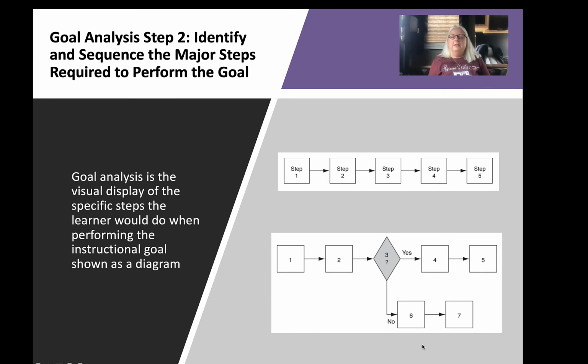So in the first one, this shows a sequential goal. The learner would do step 1, and then they'd move on to step 2, to step 3, to step 4, to step 5. In the bottom one, there's a decision to be made. The learner would do step 1 and then step 2, and then they would ask a question. Is this way or that way? If the answer is yes, then the learner completes step 4 and then step 5. If the answer is no, the learner completes step 6 and step 7. So the idea is to show what the learner will actually be doing when performing the goal. These are the steps of performing the goal.